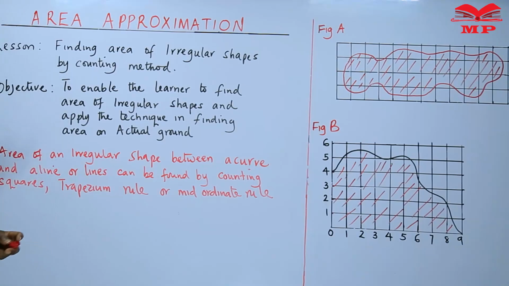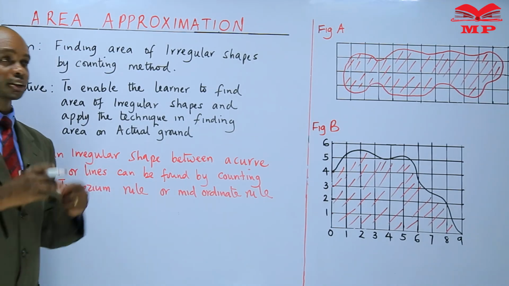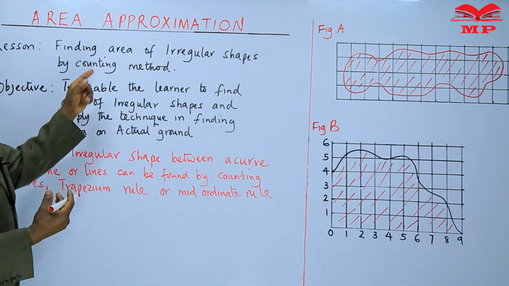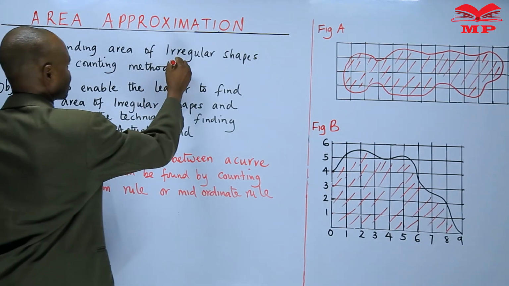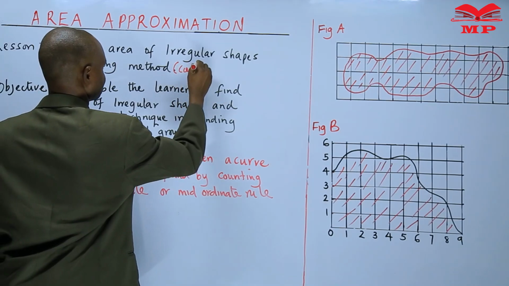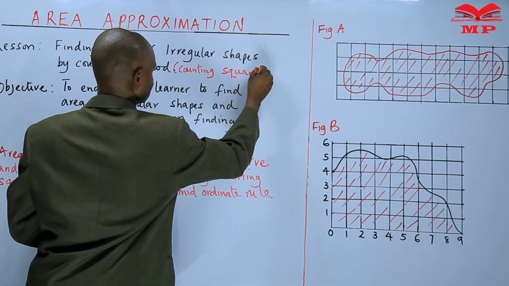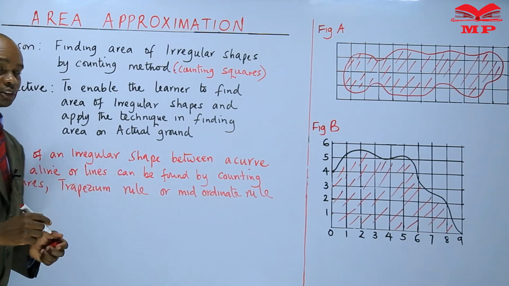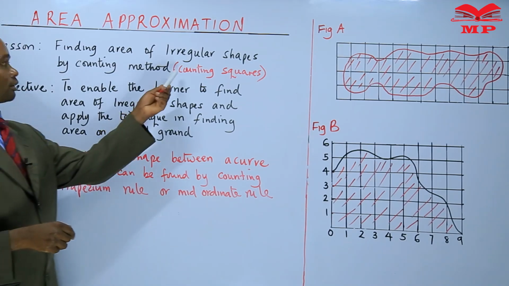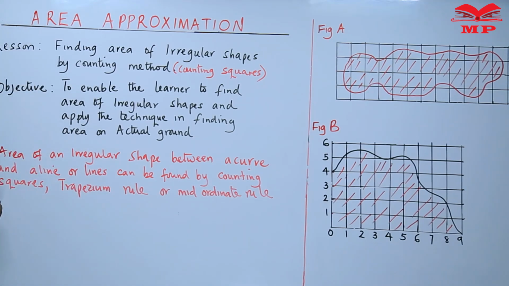So you should know that area can be found by counting squares, trapezium rule, or what we call mid-ordinate rule. But in this lesson, we are dwelling on the counting method, or counting squares. Our interest will not be trapezium or mid-ordinate rule. We are only going to dwell on the counting method. So we get an example.